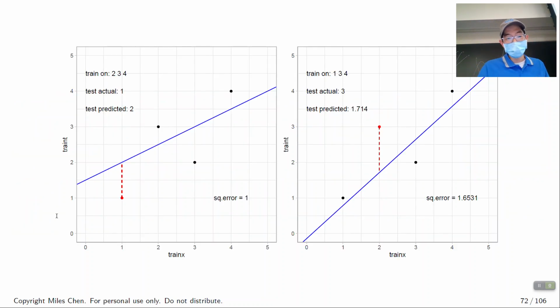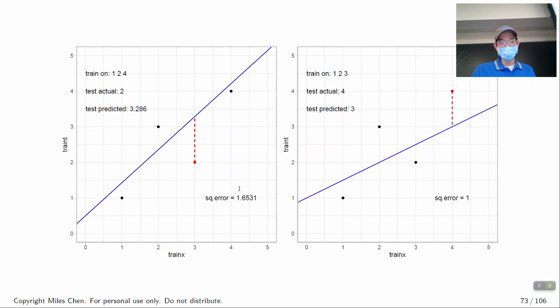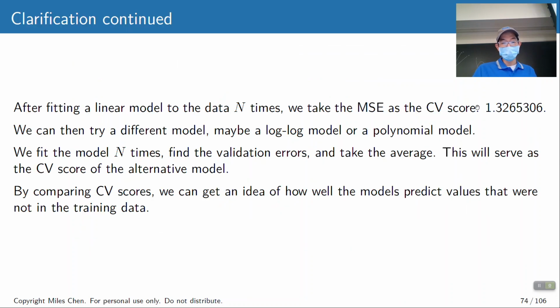Okay, so again, the total squared error for different fits here, we get different squared errors here, and our mean squared error for this cross-validation is 1.3265. And we would take the average and compare cross-validation scores from one model to another.